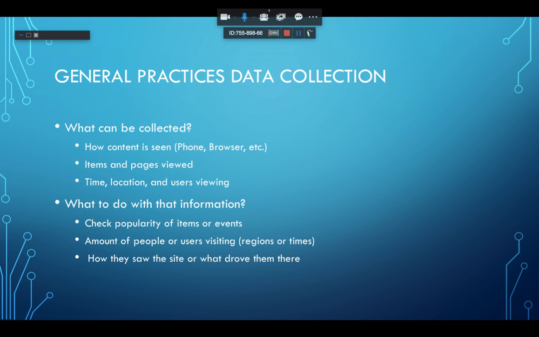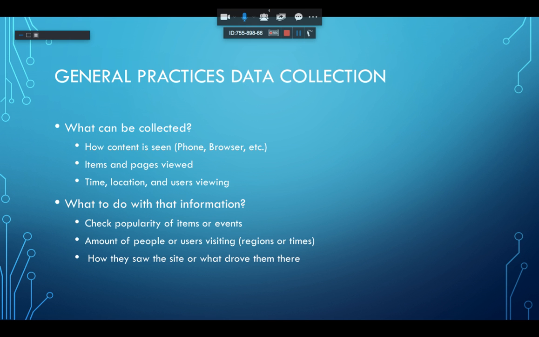So general practices of data collection. What can be collected? How content is seen, maybe through a phone, maybe through a tablet, maybe through a browser, things of that nature. What items are being viewed and what pages are being viewed more and more, and what pages and items are being viewed less. The time, location, and users viewing. So what time does our site peak? What area of our site peaks? What area of the world do most of our people use it from, and the amount of people that are actually viewing.